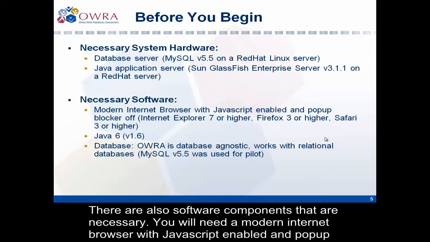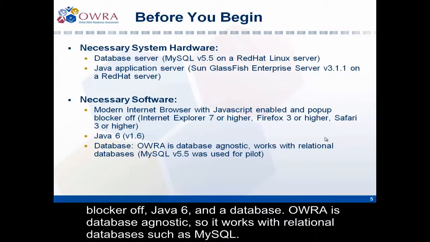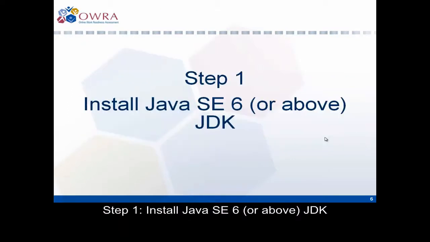There are also software components that are necessary. You will need a modern internet browser with JavaScript enabled and pop-up blocker off, Java 6, and a database. OWRA is database agnostic, and so it works with relational databases such as MySQL. Step 1. Install Java SE6 or above JDK.